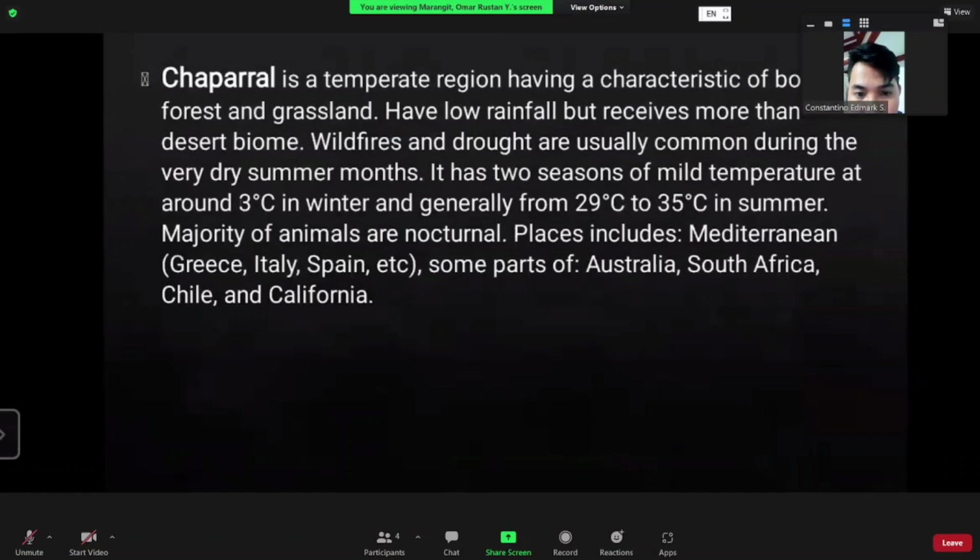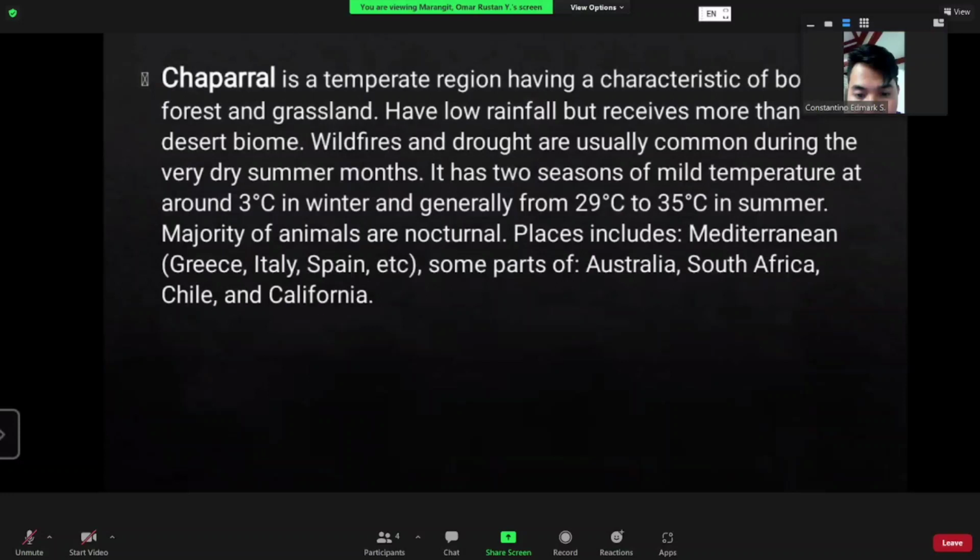Chaparral is a temperate region having characteristics of both forest and grassland. So, ang characteristic niya daw is both forest and grassland. It has low rainfall but receives more than the desert biome. Wildfires and drought are usually common during the very dry summer months. So, sobrang init niya talaga. Common na lang dito yung mga wildfires, yung mga nag-aapoy doon. It has 2 seasons of mild temperature, around 3 degrees Celsius in winter and generally from 29 degrees Celsius to 35 degrees Celsius in summer.